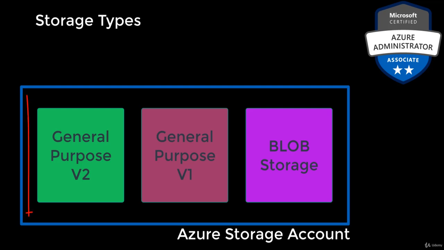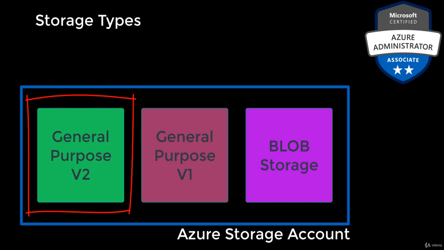Let's talk about general purpose V2 accounts. The general purpose V2 storage account is the latest Azure storage feature, and it incorporates all the functionalities of general purpose V1 and the blob storage account. General purpose V2 accounts deliver the lowest per gigabyte capacity prices for Azure storage, as well as industry competitive transaction prices.